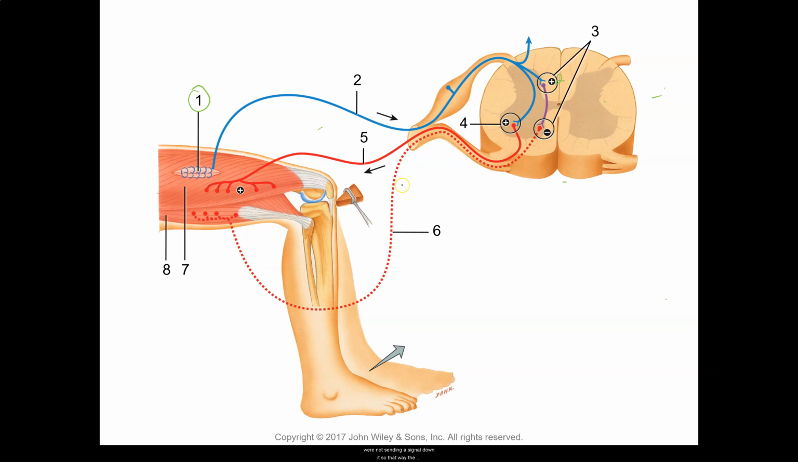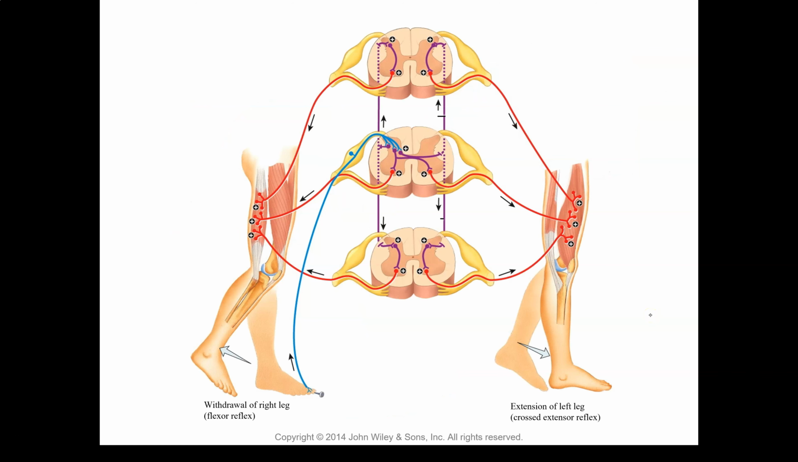We're not sending a signal down it, so that way the hamstring muscle says relax. This protects the muscle from being overstretched. So again, the stretch reflex is somatic spinal, monosynaptic. The sensory neuron and the motor neuron enter and exit on the same side of the spinal cord, so it's ipsilateral.